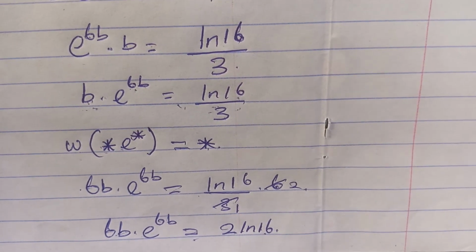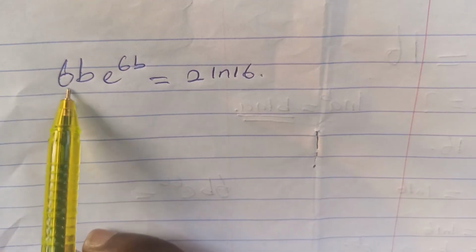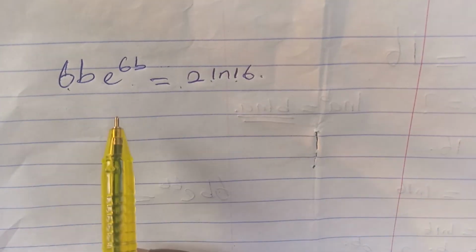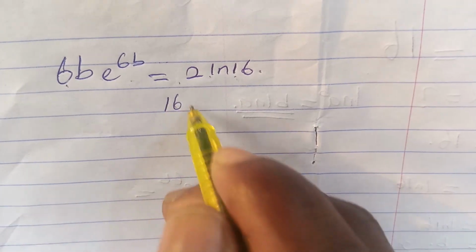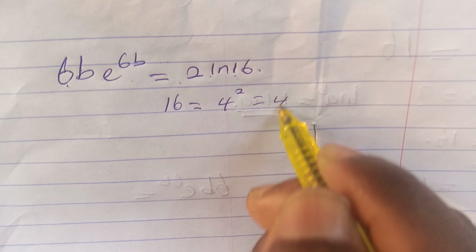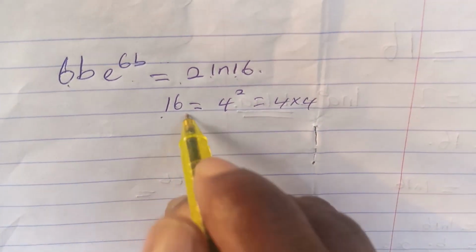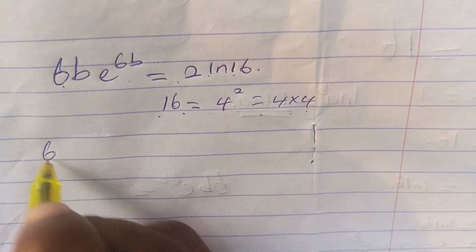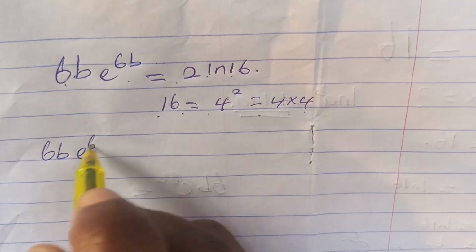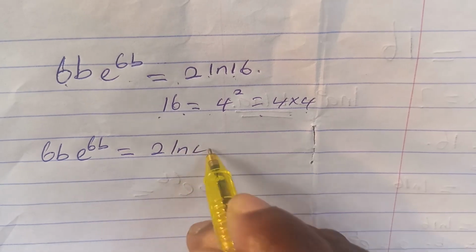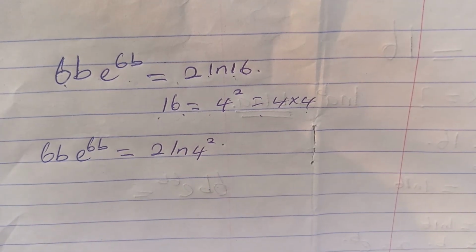So what then is the next step? Since we now have 6b exponential 6b equals 2 ln 16, we can rewrite 16. Recall 16 is also equal to 4 squared, in other words, 4 times 4. So we can say 6b exponential 6b is equal to 2 ln 4 squared.